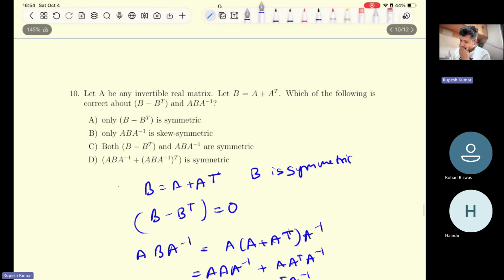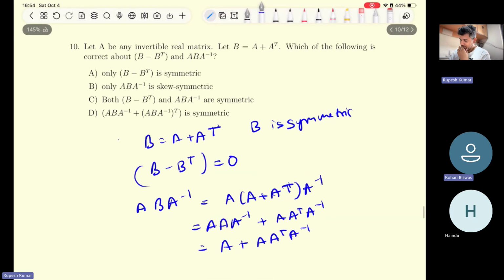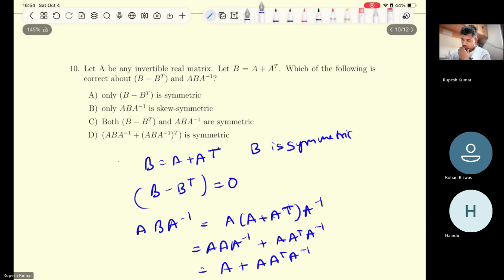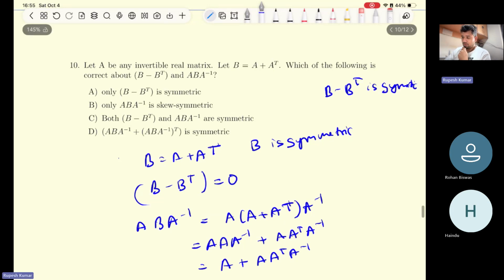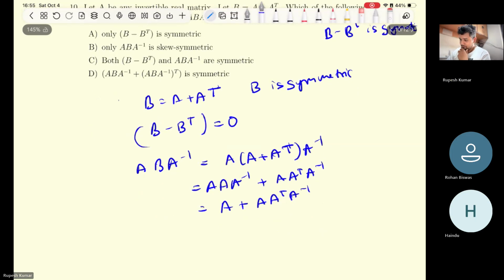So only B minus B transpose is symmetric. Only this is skew symmetric. B minus B transpose is 0, right? So this is 0, meaning B minus B transpose is symmetric. And then skew symmetric, no, not skew symmetric, because you know why, right? And what is A B A inverse?